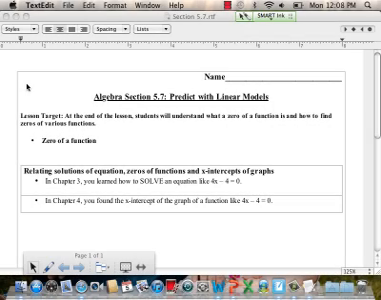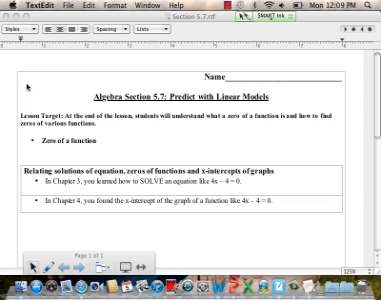Okay, in section 5.7, we're going to talk a little bit more about linear models, but really in this section, we're going to look more at finding zeros of functions. Section 7 goes along with line of best fit, which is what we talked about in section 5.6. And instead of just revisiting that idea, we're going to focus more on finding zeros here.